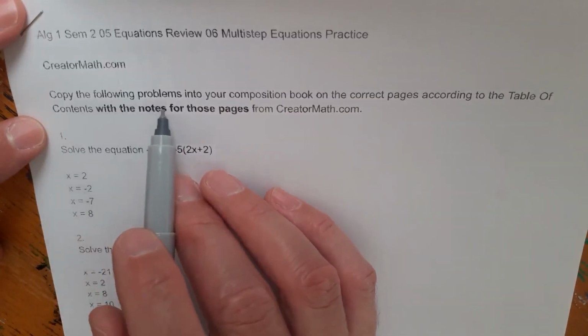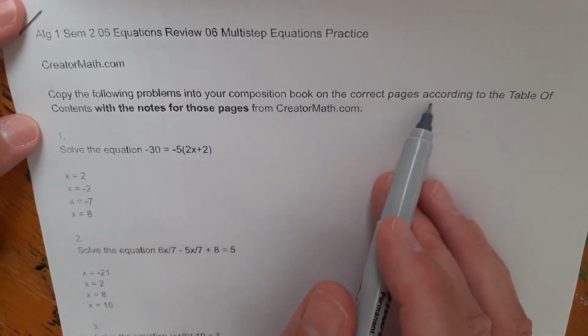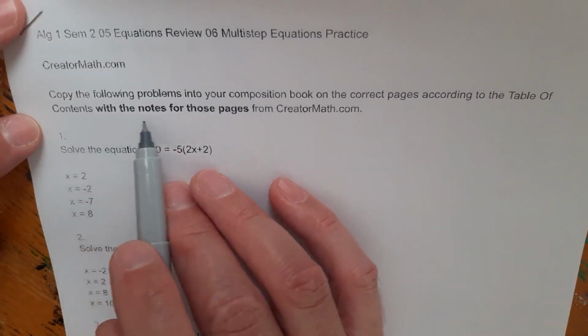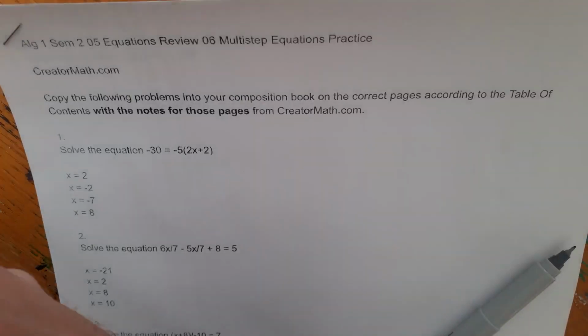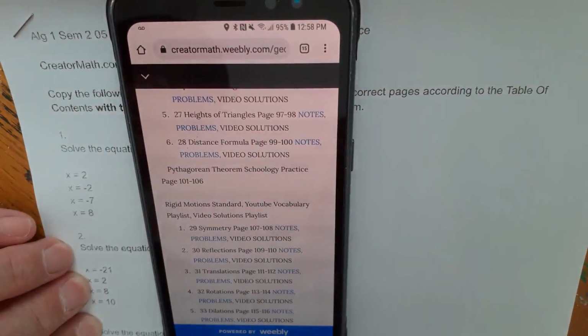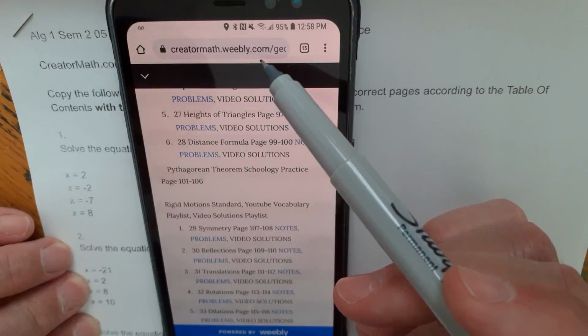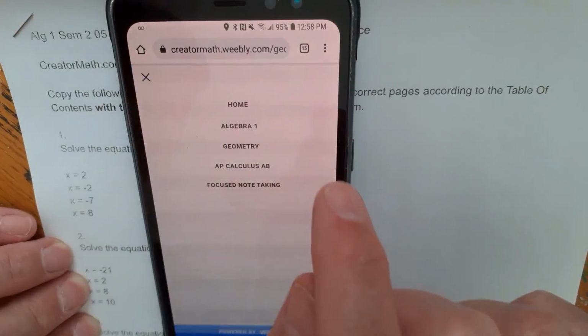The instructions are: copy the following problems into your composition book on the correct pages according to the table of contents, with the notes for those pages from creatormath.com. And let's model that very quickly here, if at all possible. So here's what you're looking for, creatormath.weebly.com. The home page looks like this.